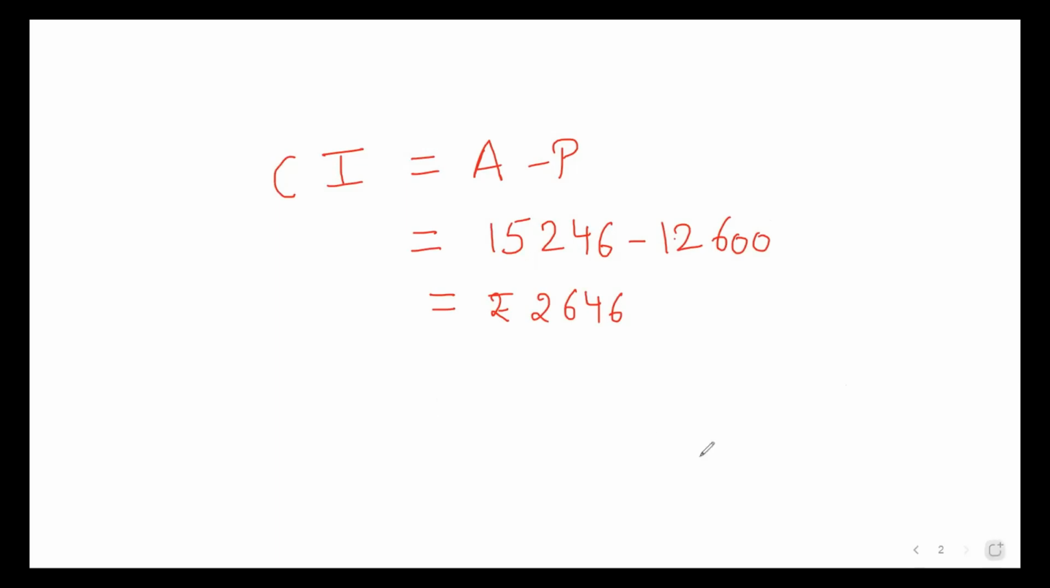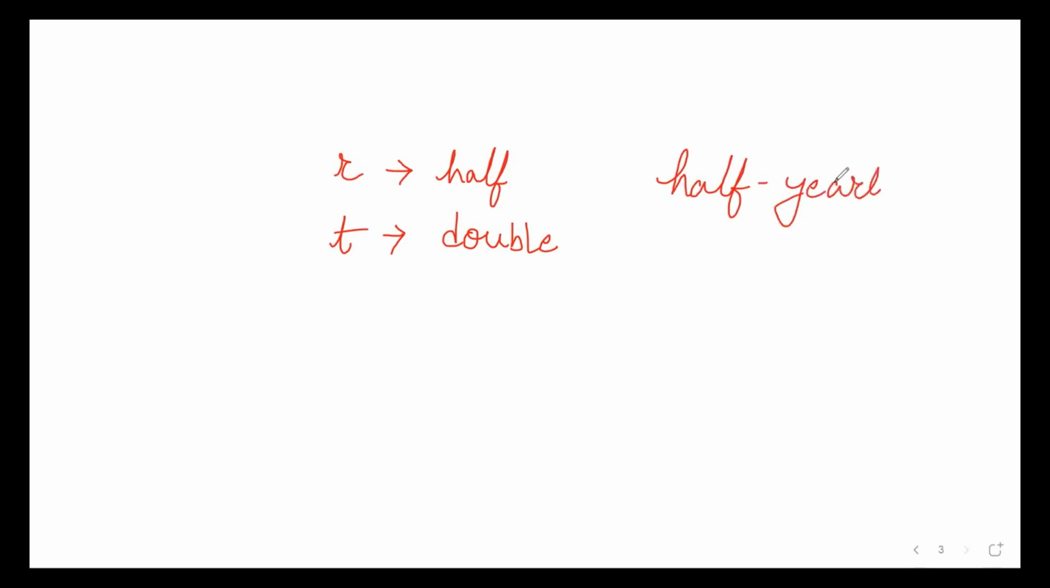Now, if the question is saying compounded half yearly, in the case of half yearly, you need not to worry. Just what you have to do here, rate of interest will make it half and time period will just double it, because the question is asking compounded half yearly. So whenever the word half yearly is given, you just have to divide rate by 2 and multiply time by 2. So here you'll just divide and here you'll multiply.